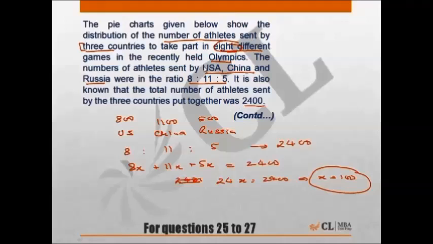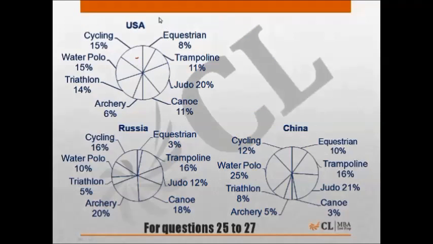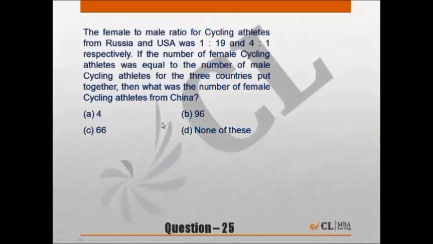Let's move to the pie charts now. So US is 800, China is 1100 and Russia is 500. We have pie charts where percentages of athletes are given. Data is easy to understand. There might be calculation, but it should not be difficult to handle. Let's look at the question. Question 25. If the female to male ratio for cycling athletes from Russia and US was 1:19 and 4:1 respectively, and the number of female cycling athletes was equal to the number of male cycling athletes for the 3 countries together, then what was the number of female cycling athletes from China?